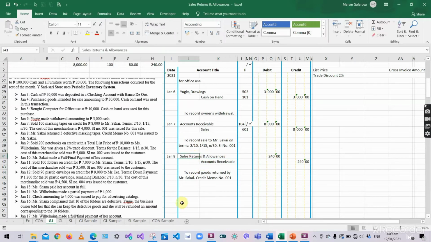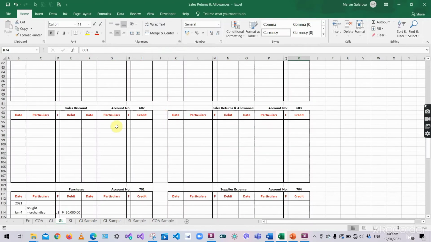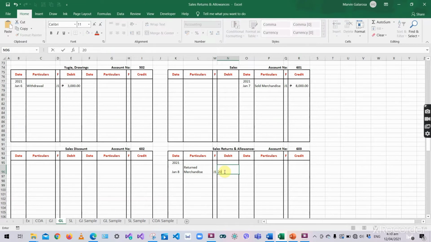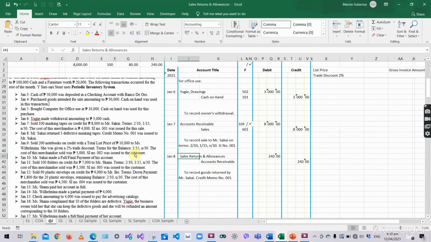So, post natin sa General Ledger. Sales returns and allowances, debit na 240. Ito siya. Sa debit side, 2021, January 8, particulars, returned merchandise. J1, debit na 240. Account number niyan is 603. So, lagay natin 603 after ma-post.